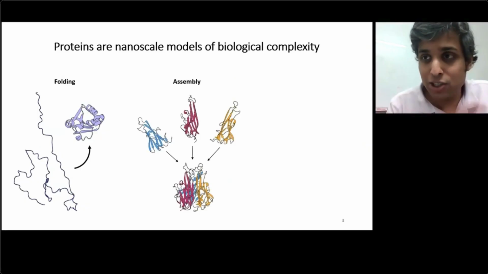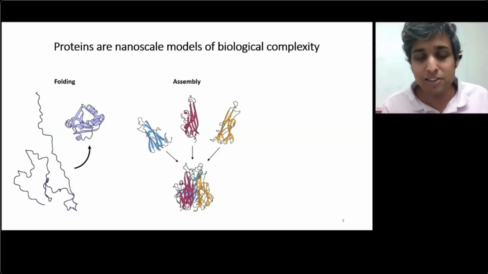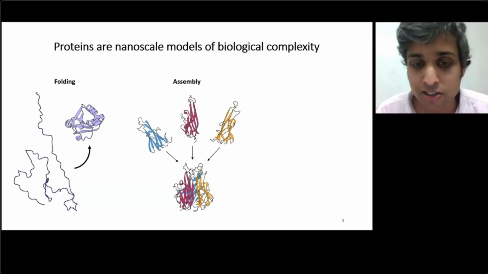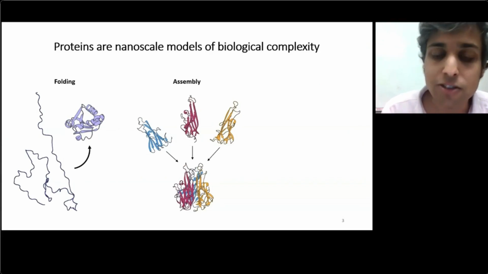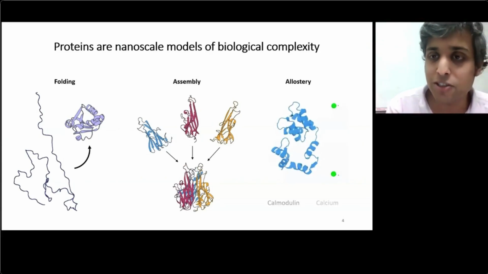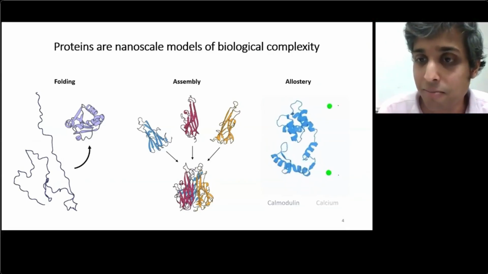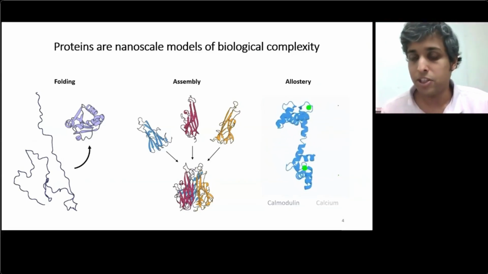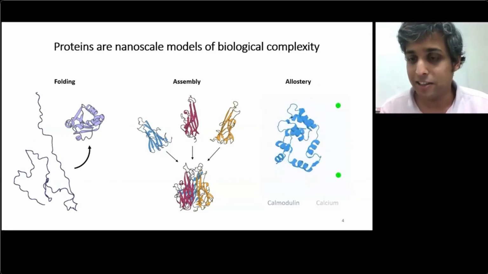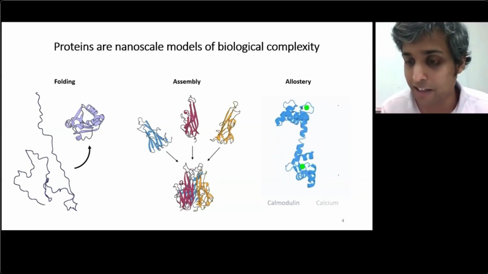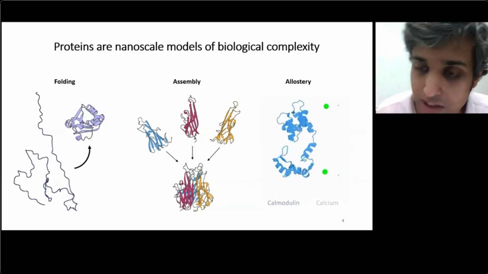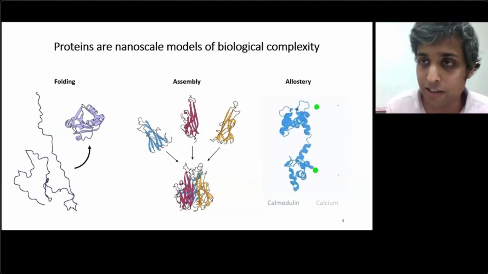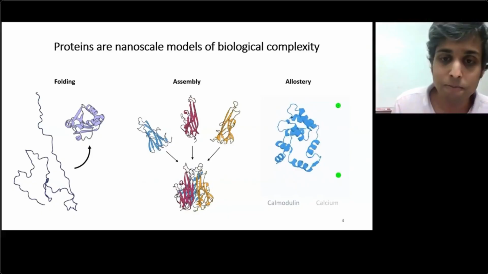Most proteins don't function as isolated molecular units. They assemble into higher order architectures of protein complexes held together by non-covalent protein interactions. And finally, proteins are not static objects. They can toggle between alternative conformations driven by binding events. In this case, calmodulin responds to binding to calcium by undergoing this large rigid body conformational change. And that's pretty central for lots of different kinds of signaling and regulation in the cell.